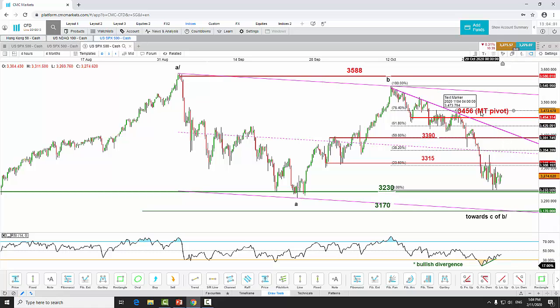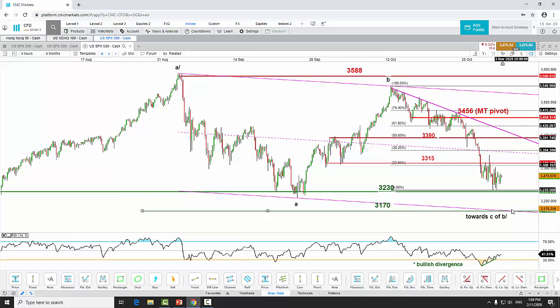And as long as this 3456 holds, which corresponds closely to the 61.8% retracement as well as the congestion zone over here, we could potentially see the SPX 500 shape another push down to retest 3230, then followed by 3170.